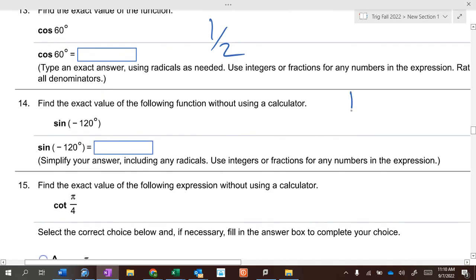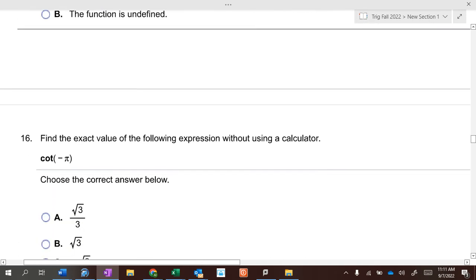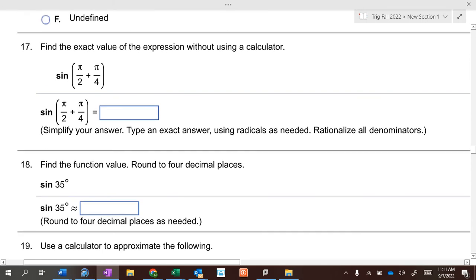Sine of negative 120. Well, 120 is right here. So negative 120 is 240. What's the sine at 240 degrees? Are we good enough with those? Can we skip a few now? Yes. Okay. We're going to skip down to here.